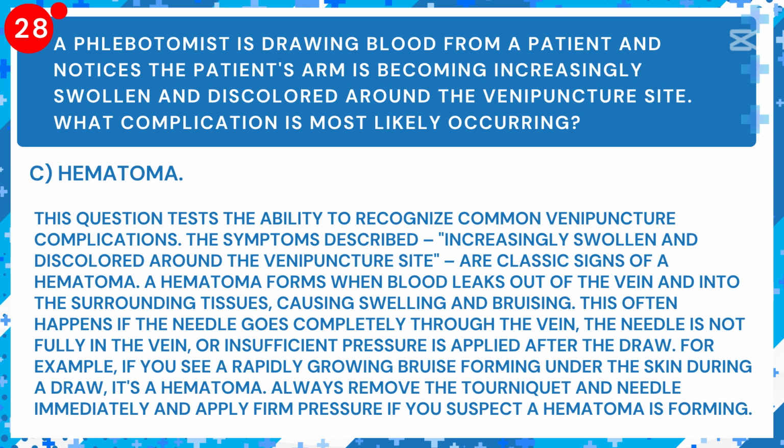This often happens if the needle goes completely through the vein, the needle is not fully in the vein, or insufficient pressure is applied after the draw. For example, if you see a rapidly growing bruise forming under the skin during a draw, it's a hematoma. Always remove the tourniquet and needle immediately and apply firm pressure if you suspect a hematoma is forming.